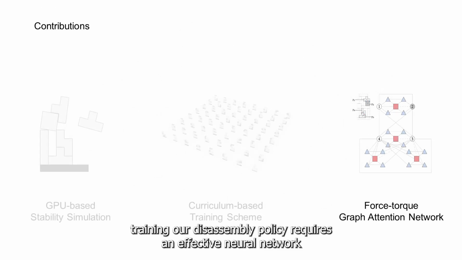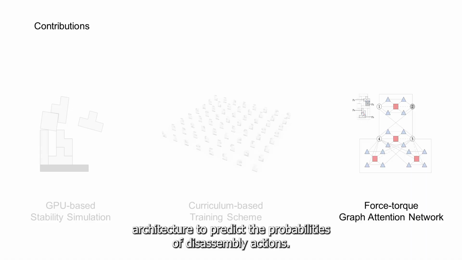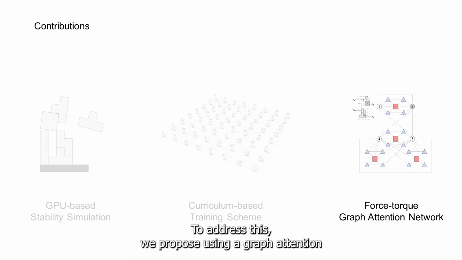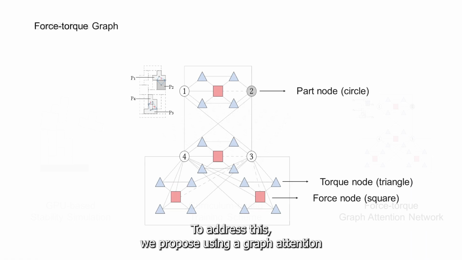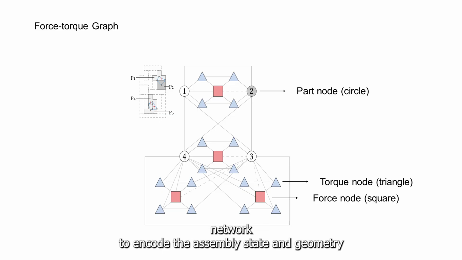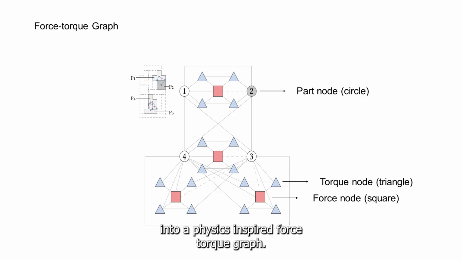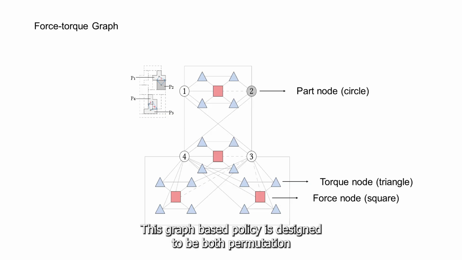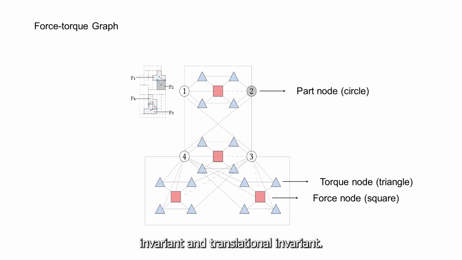Lastly, training our disassembly policy requires an effective neural network architecture to predict the probabilities of disassembly actions. To address this, we propose using a graph attention network to encode the assembly state and geometry into a physics-inspired force-torque graph. This graph-based policy is designed to be both permutation invariant and translationally invariant. For more details, please refer to the paper.